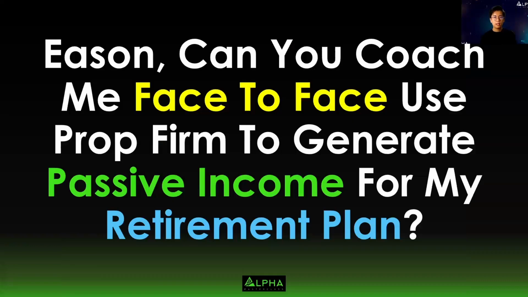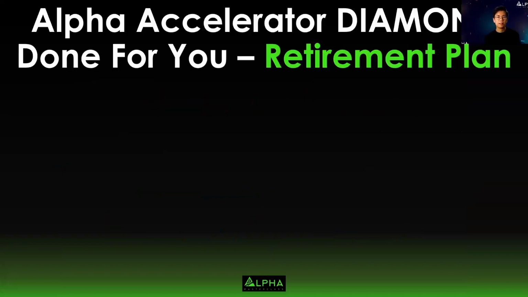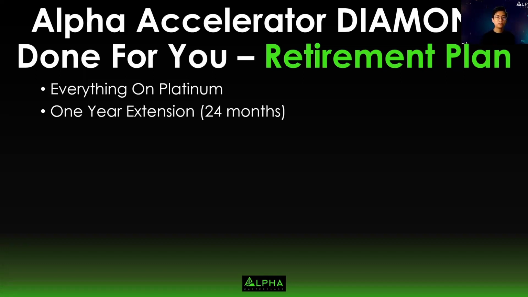Ethan asks, can you coach me face to face to use prop firm to generate passive income for my retirement plan? Specifically, if you are already an experienced trader and want to use prop firm to generate enough profit to go straight to your retirement plan, you want to set up your own robot system. That will be part of the Diamond program. You will get everything in Platinum, but with a 1-year extension, which is 24 months.